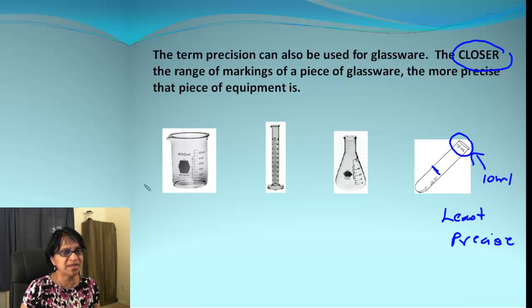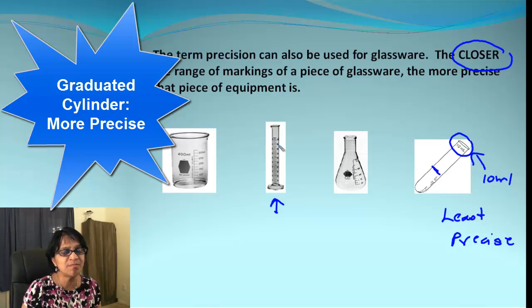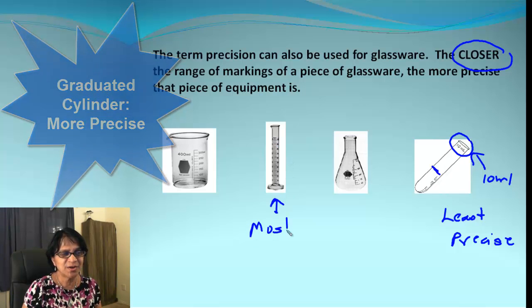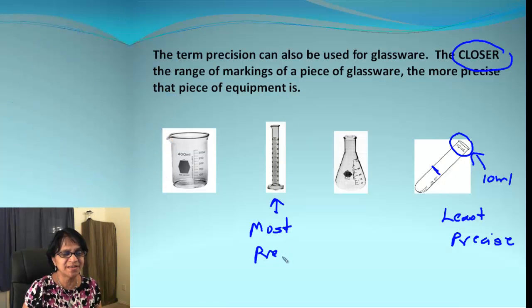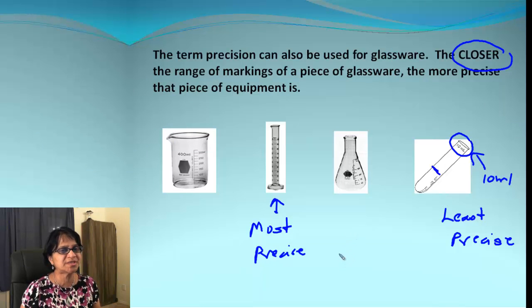Whereas if you compare the remaining three, we have here in the middle the graduated cylinder, and that has the maximum markings between the two readings. That means that is most precise. Also remember which other equipment could be considered most precise.